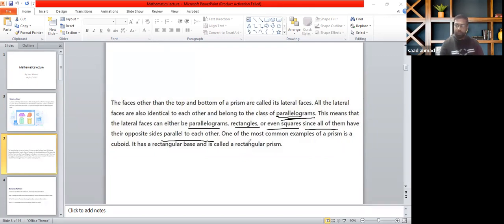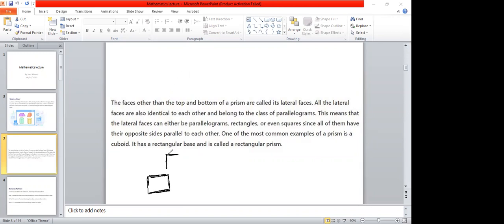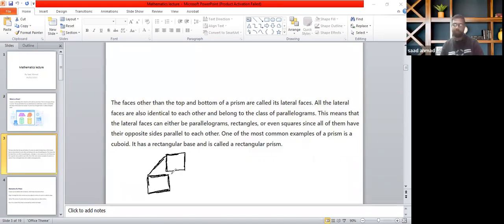One of the most common examples of a prism is a cuboid. It has a rectangular base and it's called a rectangular prism. So let's say I have a square here on one side, and I have another square here on the other side. Then I join them with their lateral faces like this. So this one is a cuboid.